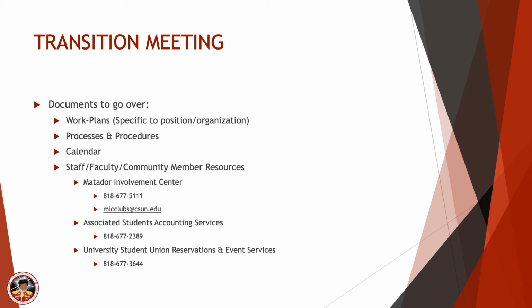Some major ones are listed here, such as the Matador Involvement Center, where we can assist you with any of your organization's needs, including reserving lawn space, tabling locations, leadership training workshops, and much more. Associated Students Accounting Services helps all clubs and organizations with any finance questions regarding their on-campus agency account, annual budget application, and any supplemental funding. University Student Union Reservations and Event Services can assist you with making room reservations that are located in the University Student Union.